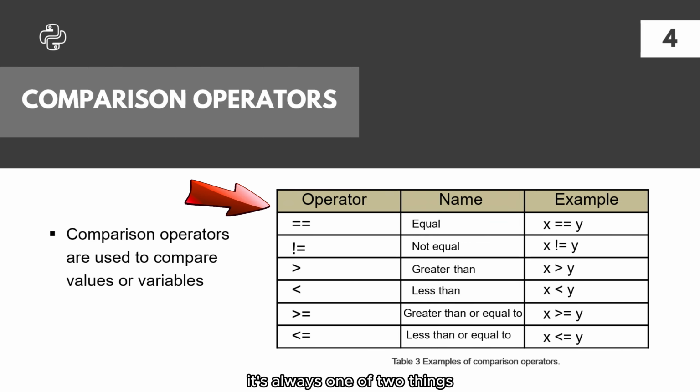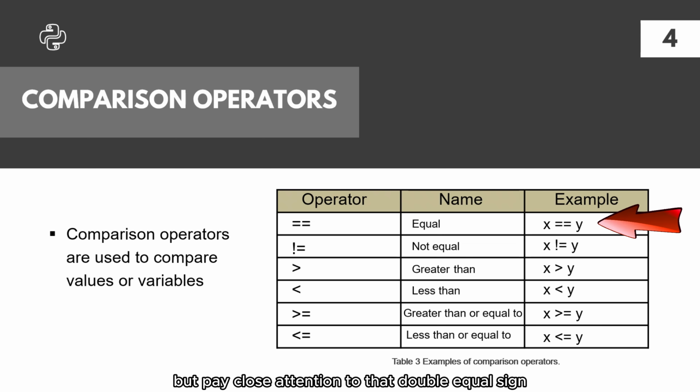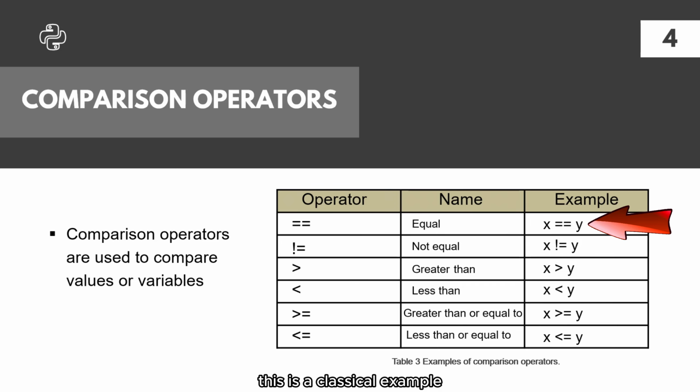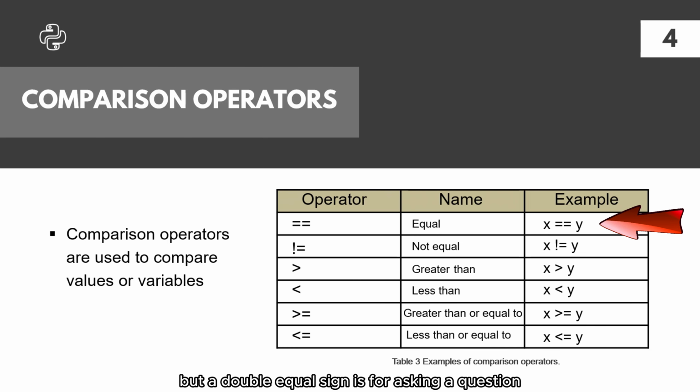It's always one of two things, true or false. That's it. But pay close attention to that double equal sign. This is a classical example. A single equal sign is for assigning a value, but a double equal sign is for asking a question. Are these two things actually equal?